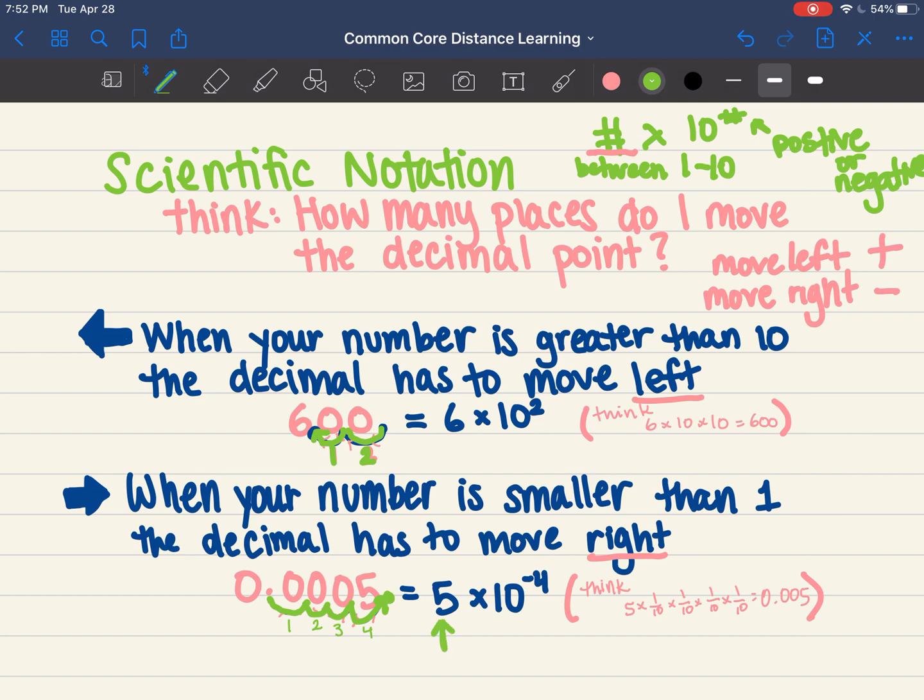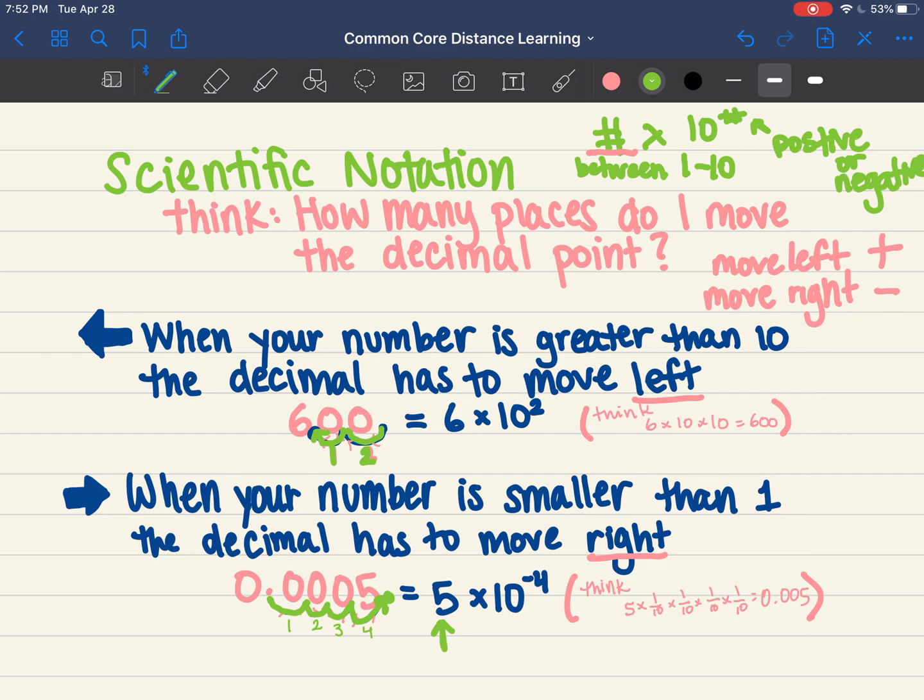So 5 times 10, and we moved to the right. Our number is small, so we know that we have to the negative 4th power. We move right, it's a negative. Move left, we have a positive in that power spot.